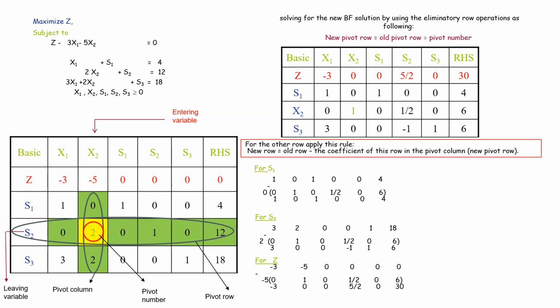Now again we have to check whether this is optimal or not, and we can see that we still have a negative coefficient in Z, so this is not an optimal solution.